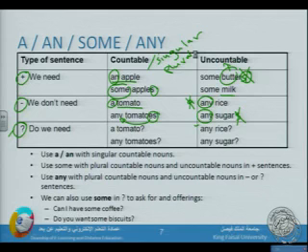We can also use some in a question to ask for or make offers. Can I have some coffee? Do you want some biscuits? Okay, so these are the uses of a, some and any with countable and uncountable nouns.